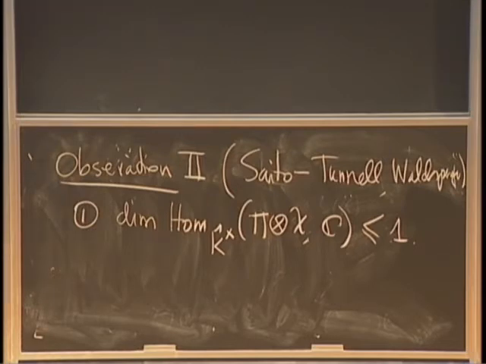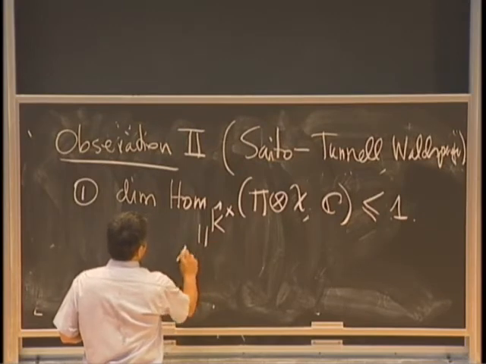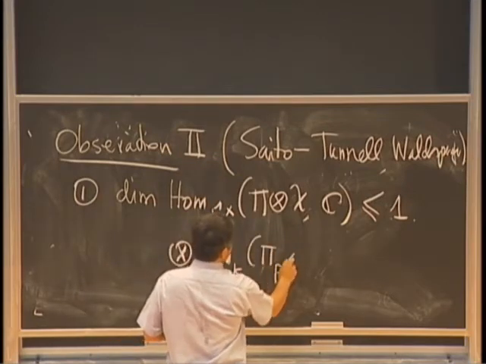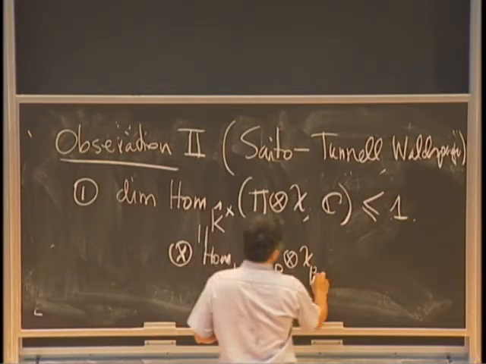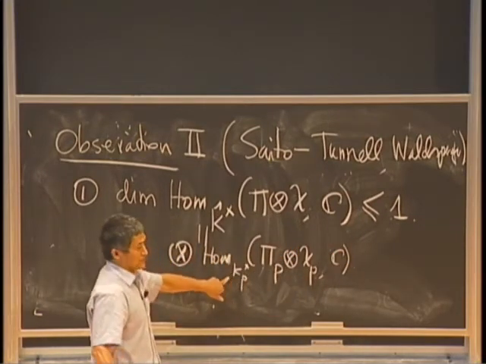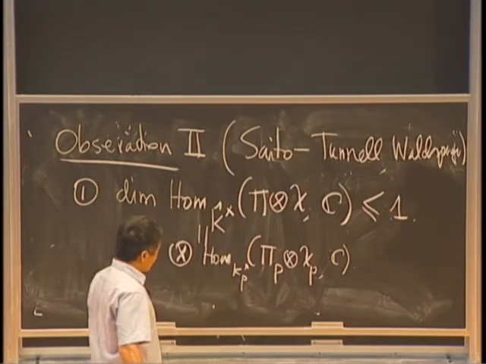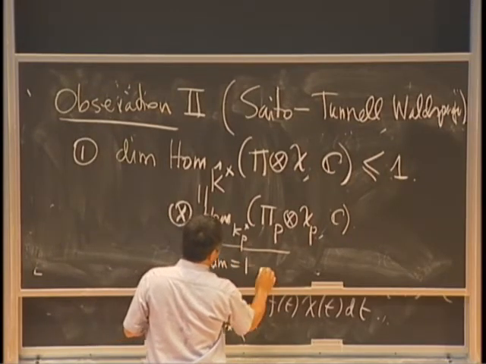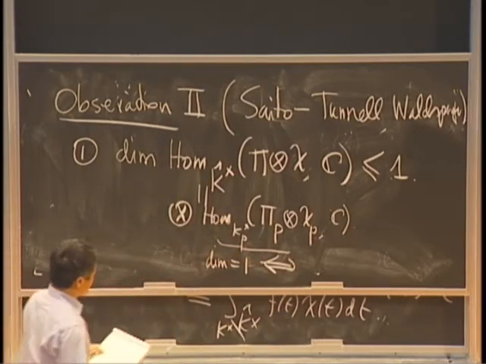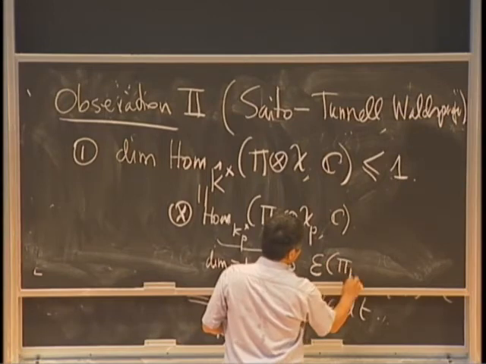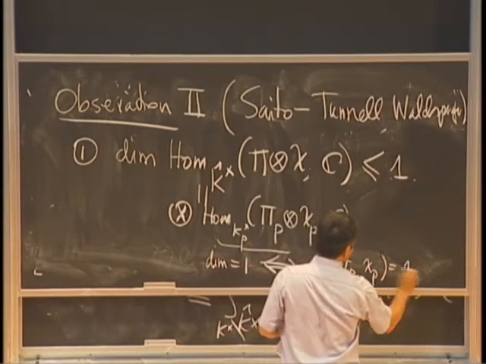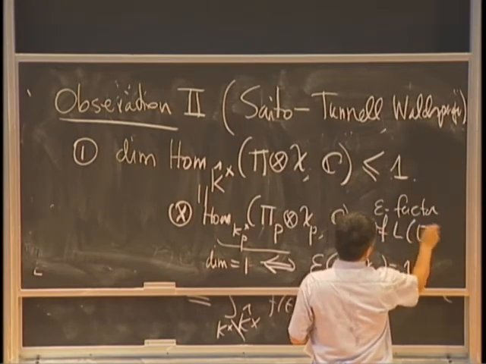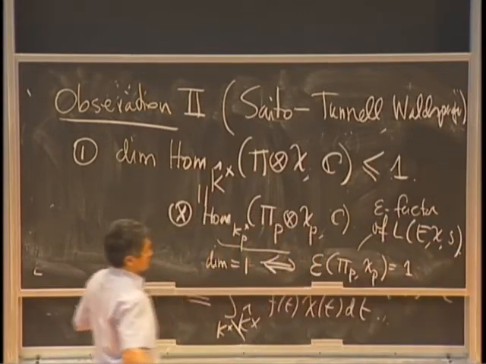Not only that, this one, of course, is the tensor product of the local ones, of pi p tensor chi p of C. So actually, each of them is at most dimension 1, and most of them are dimension 1. This local space has dimension equal to 1 if and only if the epsilon factor of pi p chi p equals 1. This is the epsilon factor of the Rankin-Selberg L-series I wrote at the beginning, the local root number.